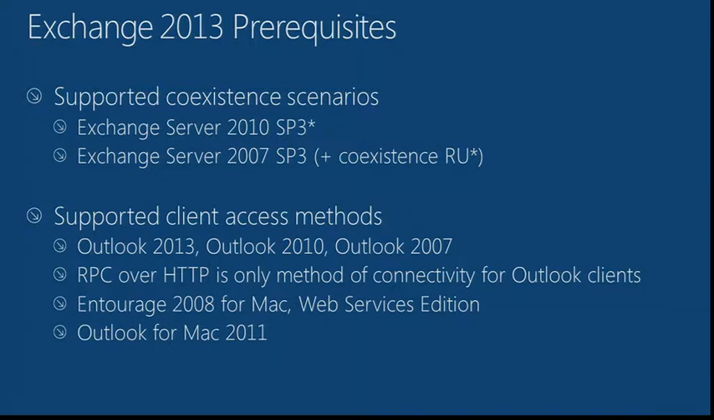Entourage for the Mac. If you have Entourage clients, you have to use the client that uses web services, because there is no other way for those clients to connect up to Exchange. So if you have a legacy Entourage client, for instance, an Entourage client that uses WebDAV, which doesn't exist in 2013, and in fact didn't exist in 2010, then you'll have to go ahead and upgrade that client to the Web Services edition. And of course, Outlook for the Mac 2011 is also a supported client.